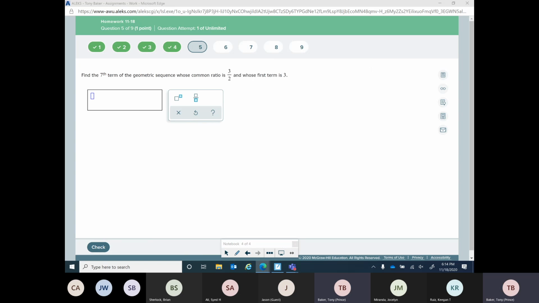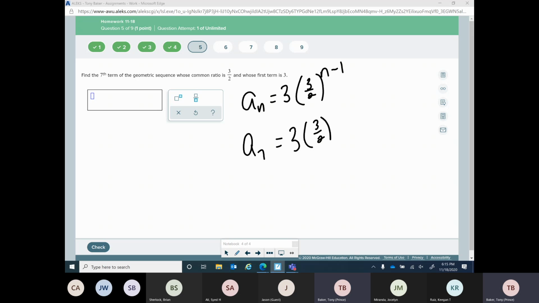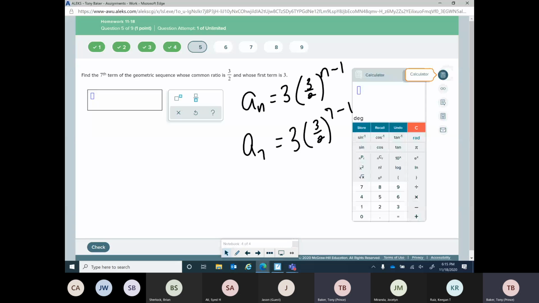Next one, same basic concept. This one, they just don't give you the sequence. They give you what the ratio is and the first term is. So a_n, my first term is 3 over 2, and then it's n minus 1. And we want the 7th term, so a7 is 3 over 2 to the 7 minus 1. Again, go to my calculator.